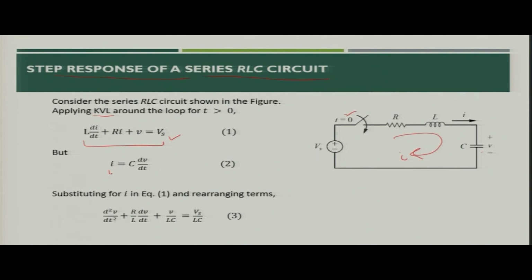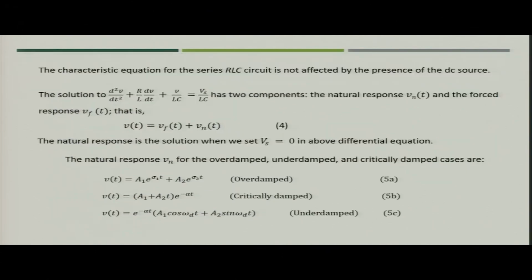Now, you know that I is nothing but C dV by dt. So, you can put the value. So, what you will get? You will get the equation in second order: d2V by dt2 plus R by L (dV by dt), plus V divided by LC equal to Vs by LC. So, this is what you get when you put the value in the equation.